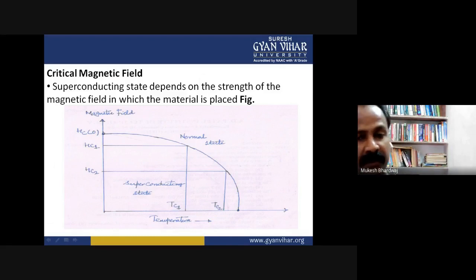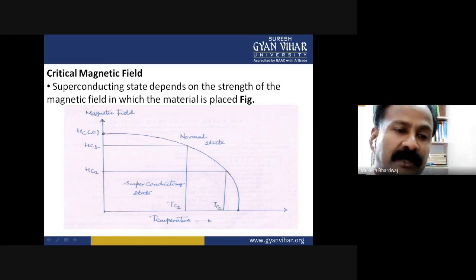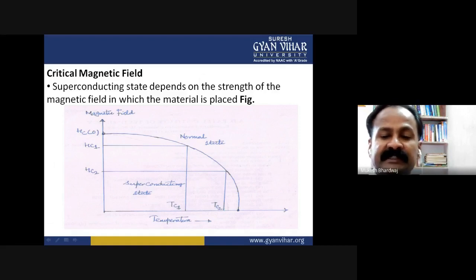The parabolic law or the equation governing this figure is given as Hc equals H naught times 1 minus (T upon Tc) whole square. H naught is the critical field at absolute zero and Tc is the transition temperature. For any particular superconductor, the shape of the variation of Hc with temperature is shown in the figure.